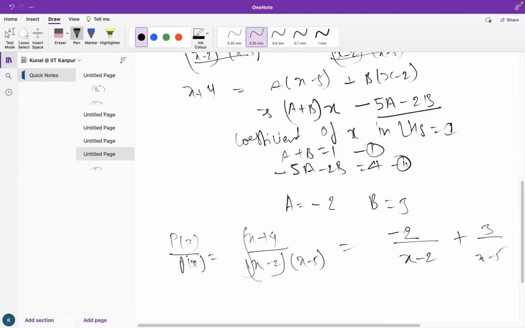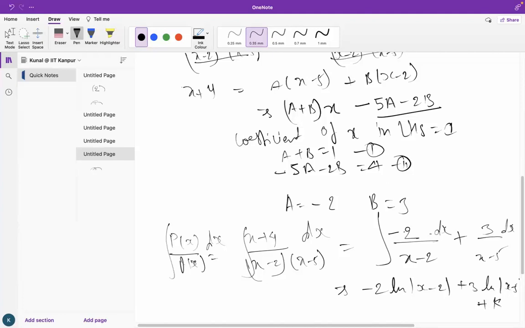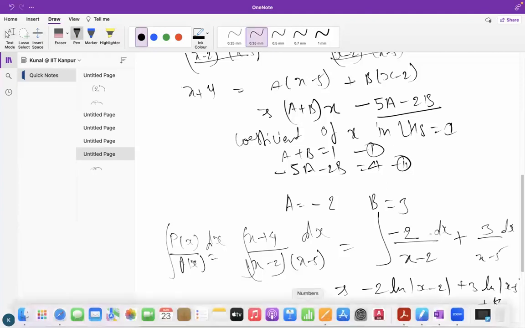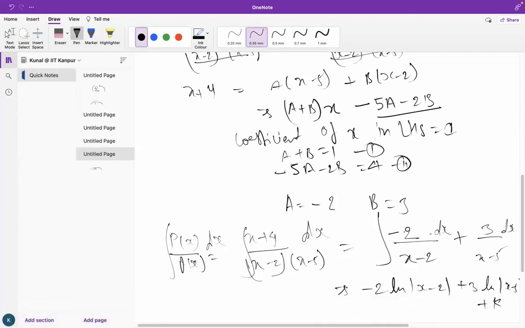And when we integrate this proper fraction, it is of the simple form 1 by x, so its integration will be ln x. So we can write it as minus 2 ln mod x minus 2 plus 3 ln mod x minus 5 plus some constant. I hope you understand this partial fraction method.